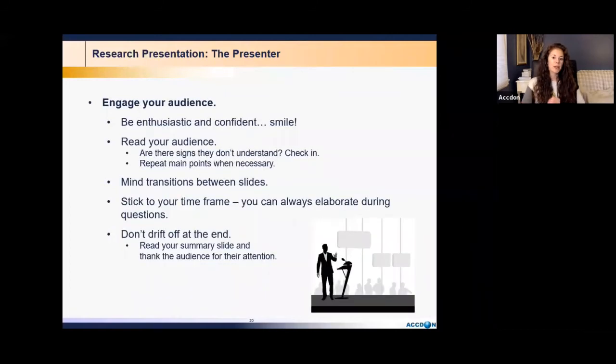And then my last point about research presentation, specifically the presenter, is that you must engage your audience. And of course, this is easier said than done. But step one is, again, to be enthusiastic and confident. Importantly, you should be smiling. This is research that you're presenting. It's an exciting time for you to be giving a talk, and it's very important for your career. So if you project confidence and enthusiasm, your audience will feel the same way and remain engaged with your presentation.